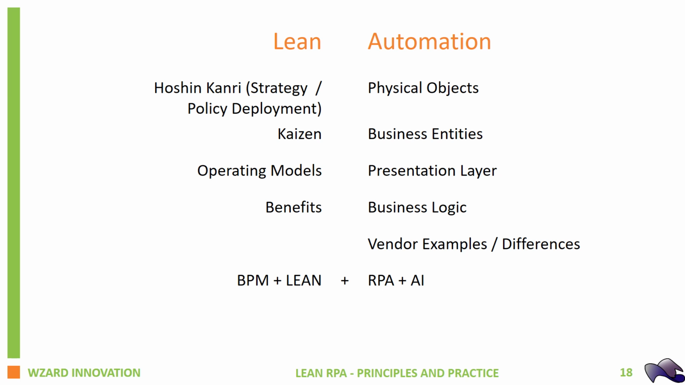And we've looked at how you generate the business logic and how this relates directly to a number of the tools and techniques that we use to document processes. And we've focused in a little bit more detail on some vendor examples and the differences between them that you need to align to your own businesses to find which is the best fit. And finally, we looked at how BPM, Lean, RPA and AI all combine to be able to provide a model which is called digital process automation.